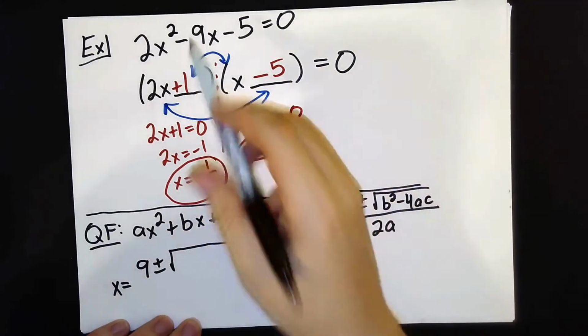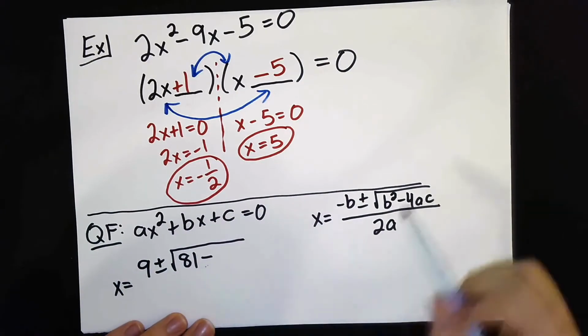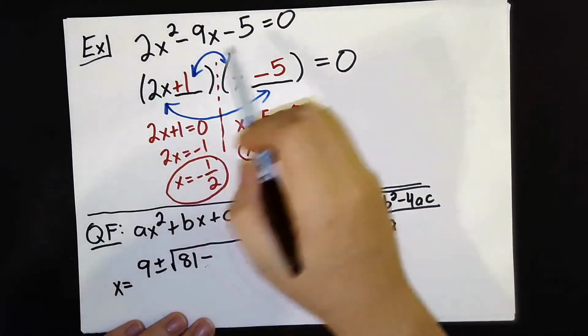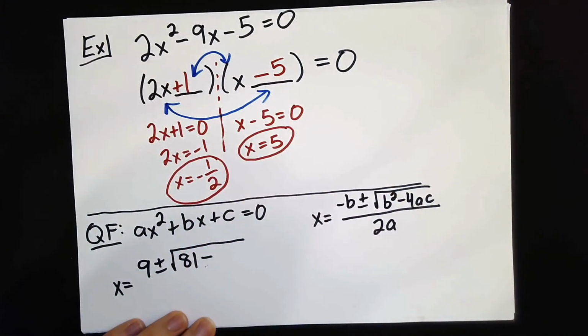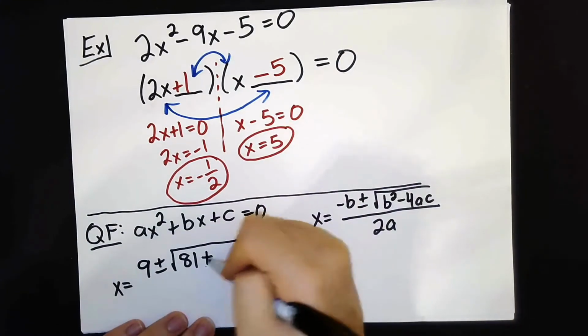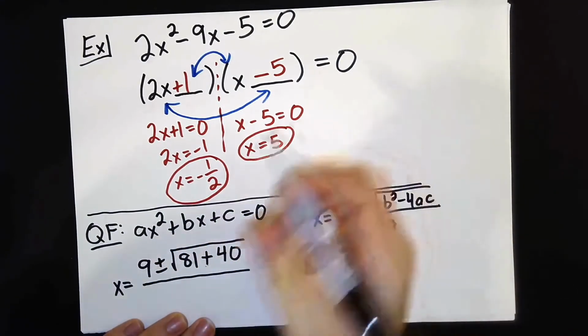b squared would be 81 minus 4ac, which will be minus 4 times 2 times minus 5. So because there's a minus here, that will in fact make this plus 40, all divided by 4.